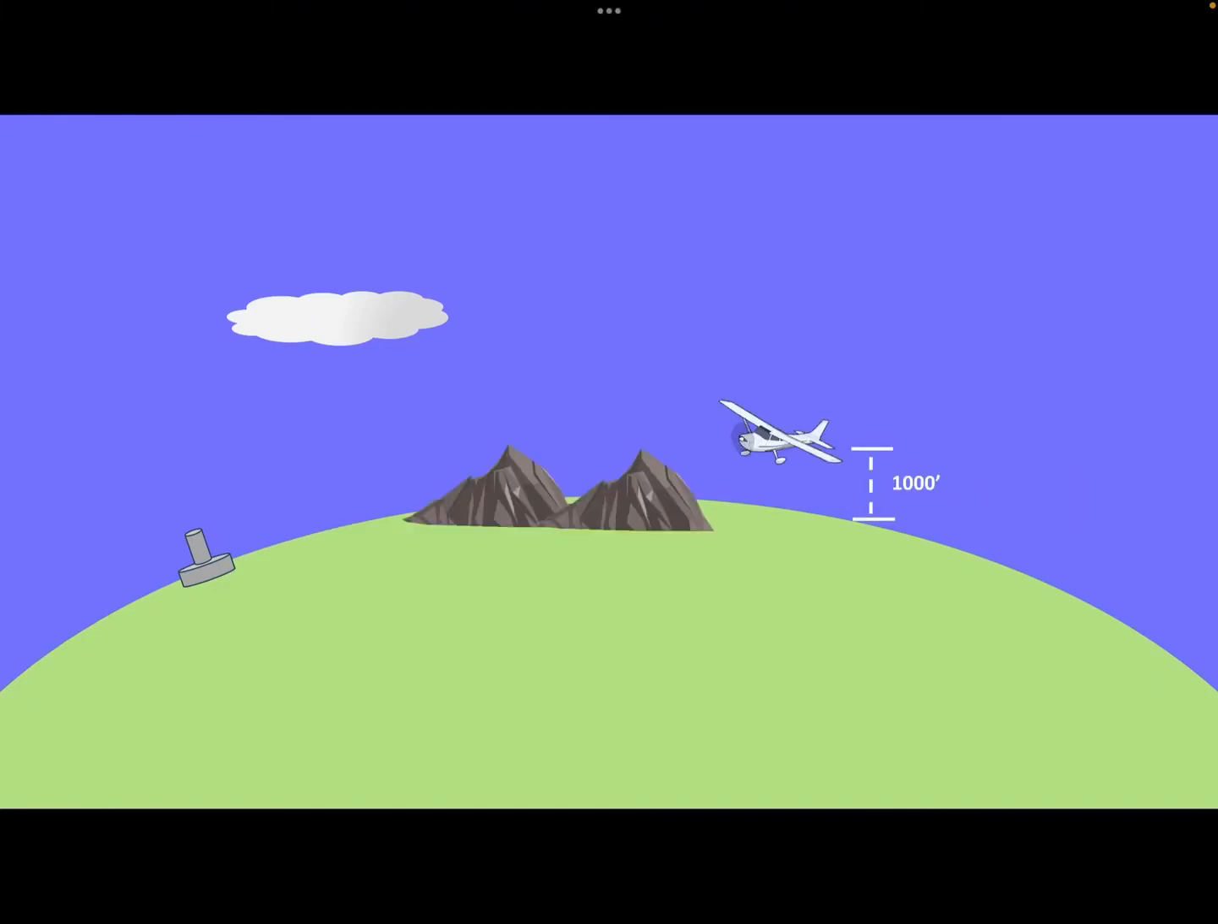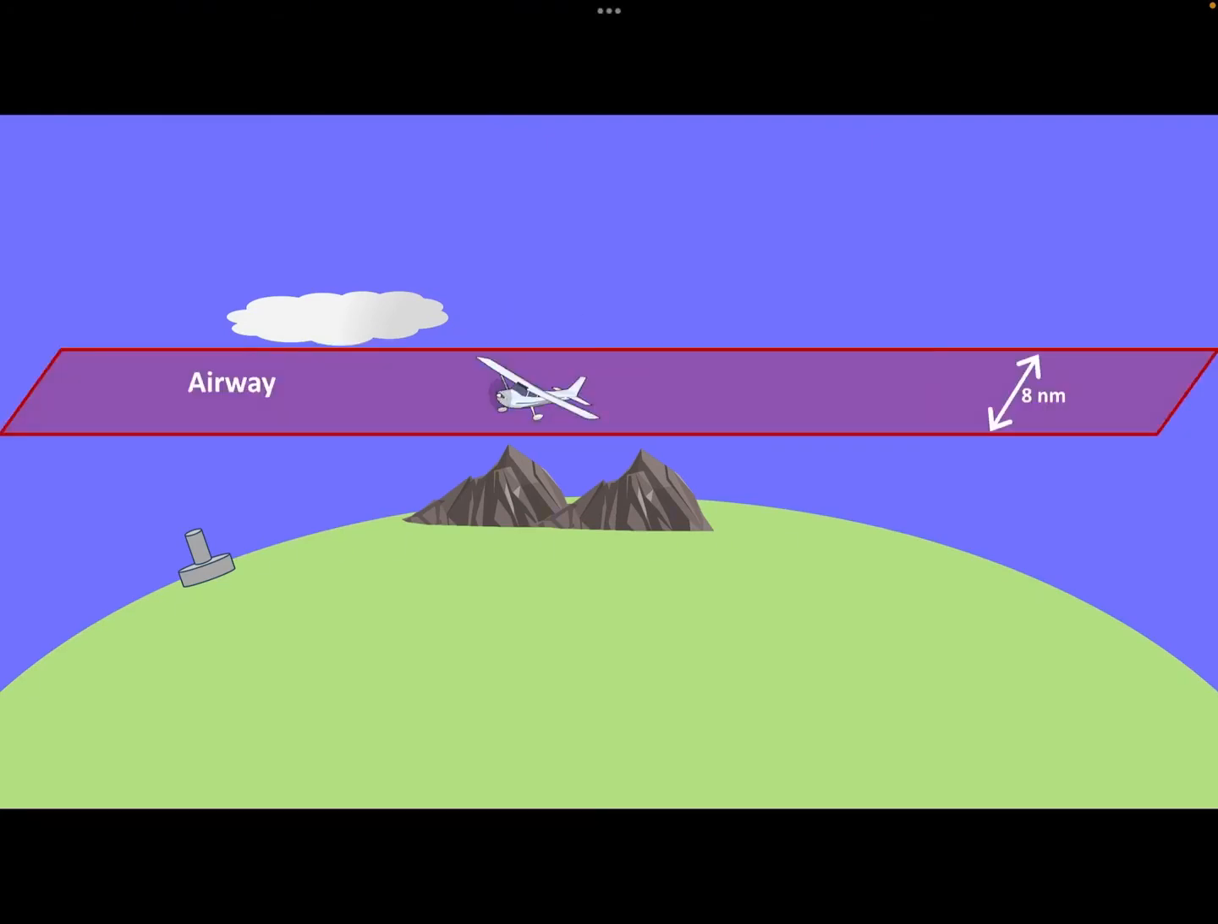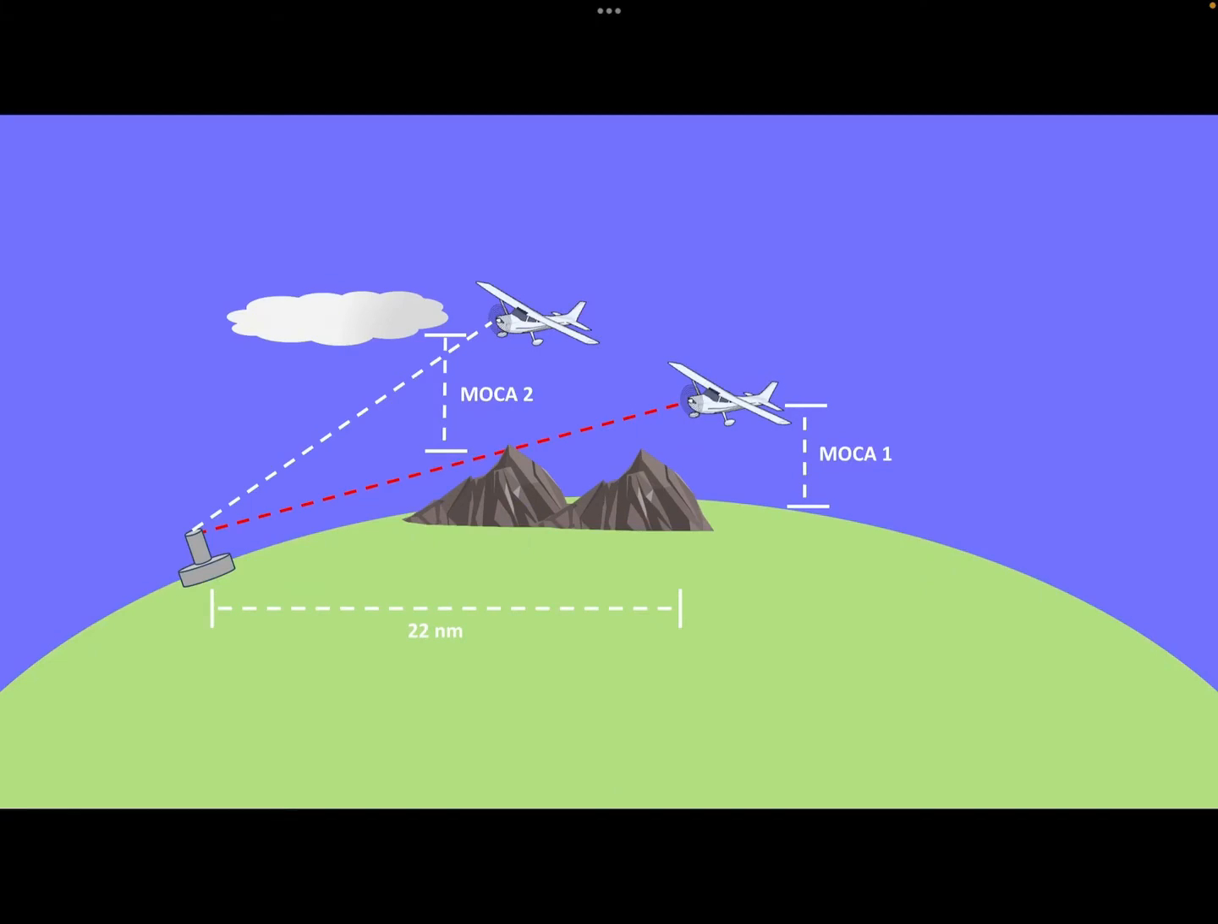The MOCA, on the other hand, ensures you at least 1,000 feet of obstacle clearance in non-mountainous terrain, as we see here, and 2,000 feet of clearance in mountainous terrain. This is only assured on the airway that is 4 nautical miles on each side thick. As previously stated, and unlike the MEA, the MOCA does not ensure VOR signal coverage along the entire route. The MOCA only guarantees VOR coverage for up to 22 miles from the nearest VOR on the route.